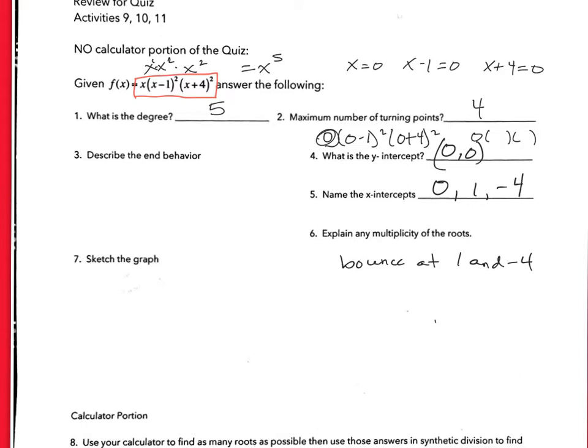Let's go back to the end behavior. End behavior is tied directly to x to the 5th. If you don't know x to the 5th, that's fine. X to the 5th is the same as x to the 3rd, which I know you know that parent function. So you might need that little parent function to help you.